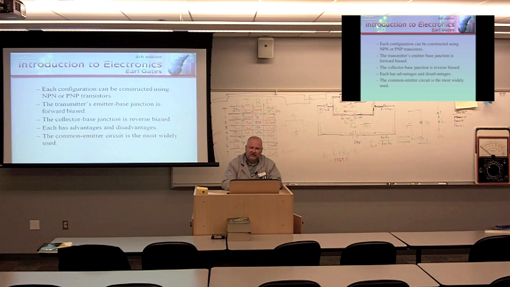The transistor, not transmitter, this is a typo. The transistor's emitter-base junction is going to be forward biased, which is nothing new, right? We always forward bias the emitter-base junction. That's how we turn a transistor on. The collector-base junction is always reverse biased. This shouldn't be anything new to you, because this is normally how we turn a transistor on. We forward bias the base-emitter junction, we reverse bias the collector-base junction.